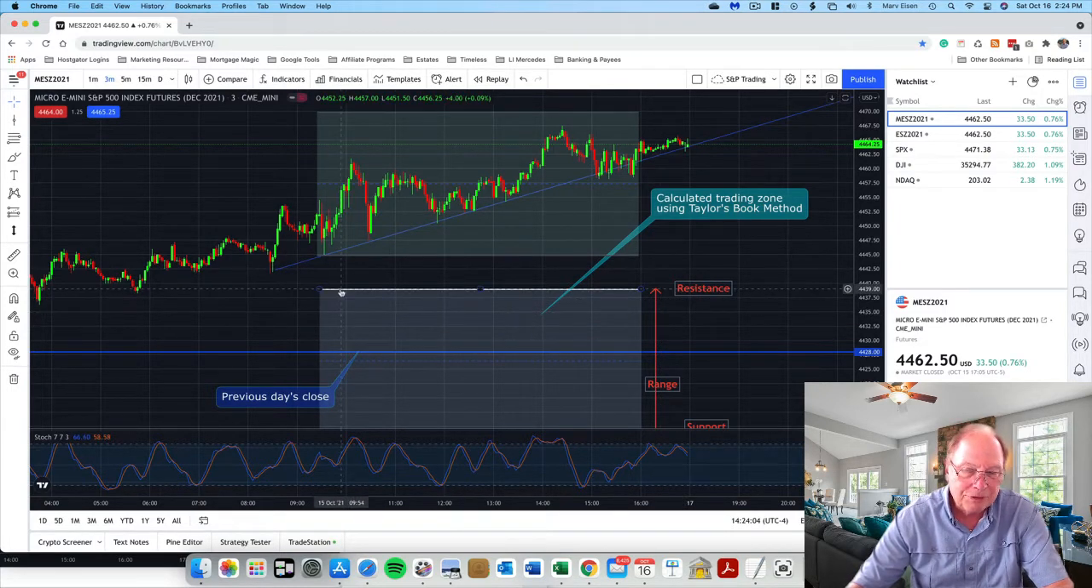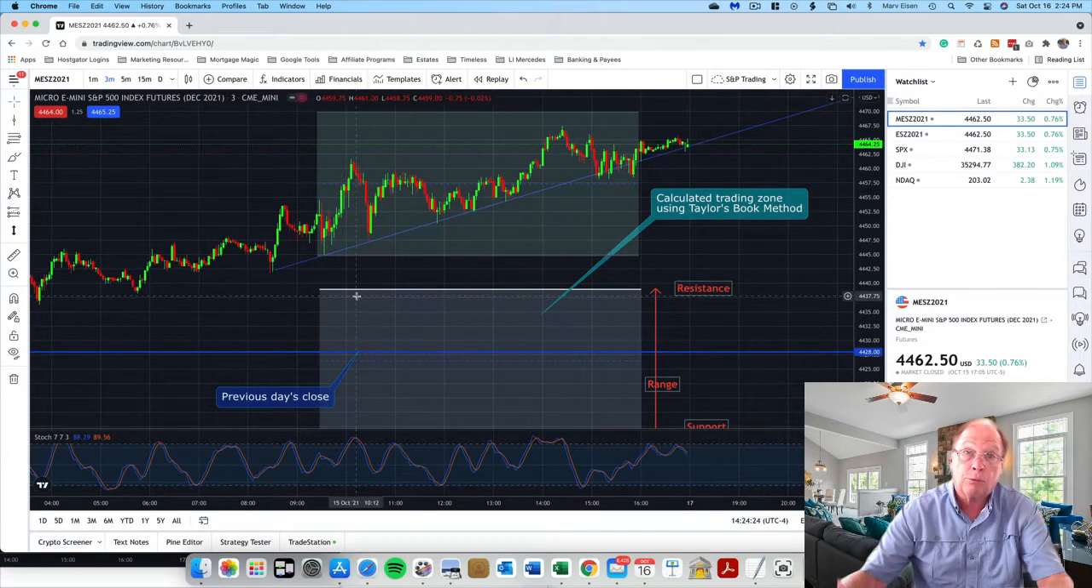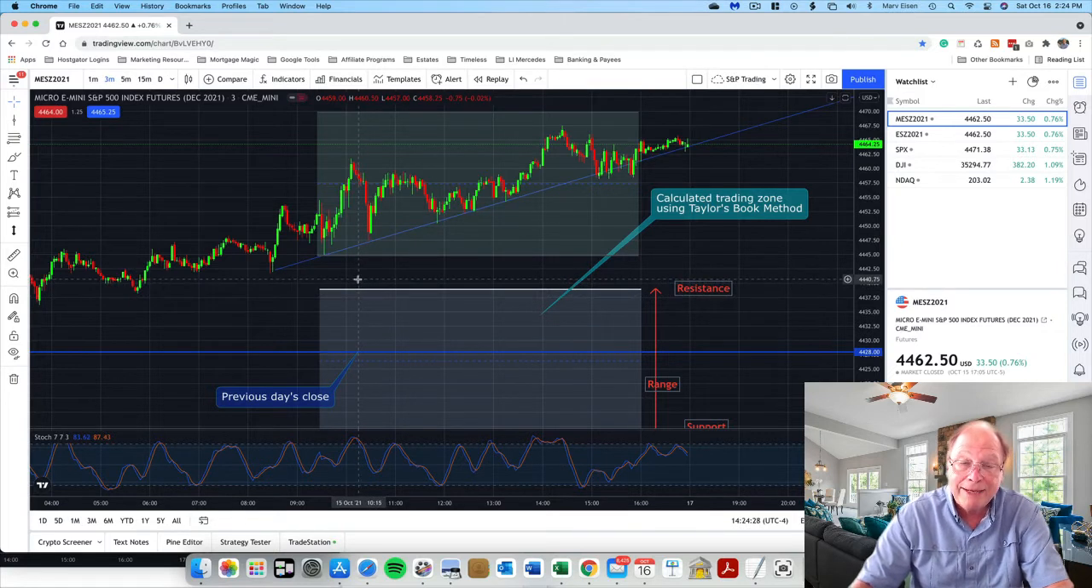So even though this Taylor's book method support and resistance was not helpful, the range was. And if we exercise patience and not trade in the morning, because actually we can see that prices are not trading anywhere near our targets, so what do we do? Well, we wait. And in waiting, we can see a pattern that the market is giving us.